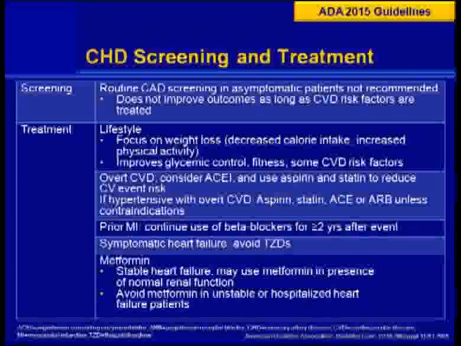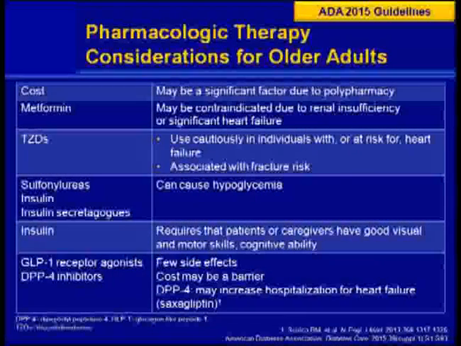Focus on weight loss, decreased calorie intake, increased physical activity, improved glycemic control and fitness, when some CVD risk factors are there. Over CVD, consider ACE and use aspirin and statin to reduce CV event risk. If hypertensive with overt CVD: aspirin, statin, ACE, ARB unless contraindicated, which I will be talking about later on. For pharmacologic therapy in older patients, polypharmacy may be a significant factor and cost may be a concern. Use thiazolidinediones cautiously, given the risk of cardiac failure and higher age.